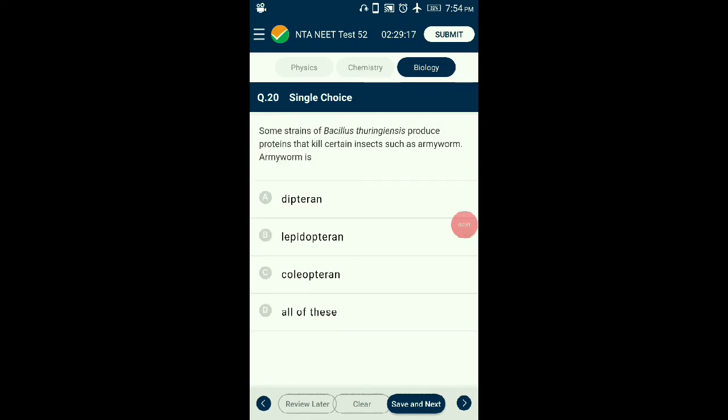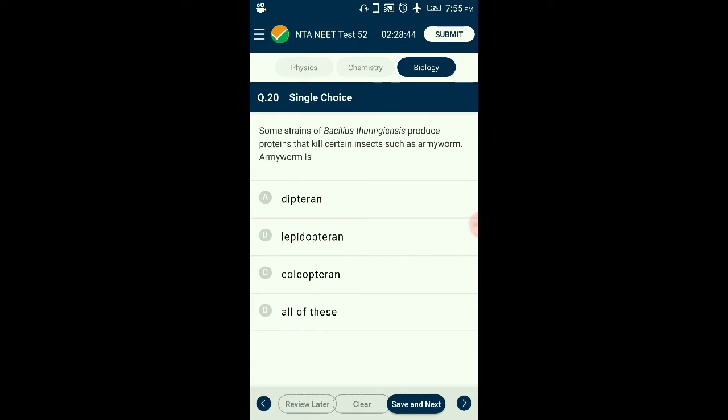Some strains of Bacillus thuringiensis produce proteins that kill certain insects such as Lepidopterans. It is generally called tobacco budworm, armyworm. Coleopterans are generally called beetles, and dipterans are generally called flies and mosquitoes.